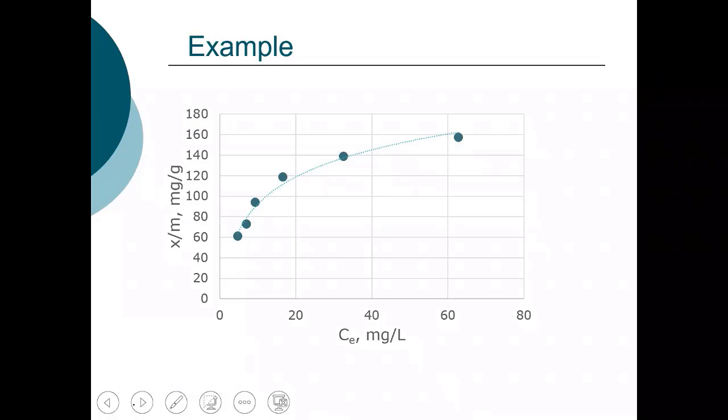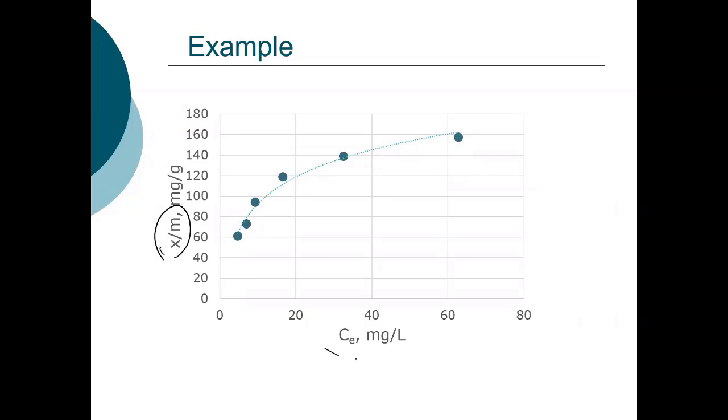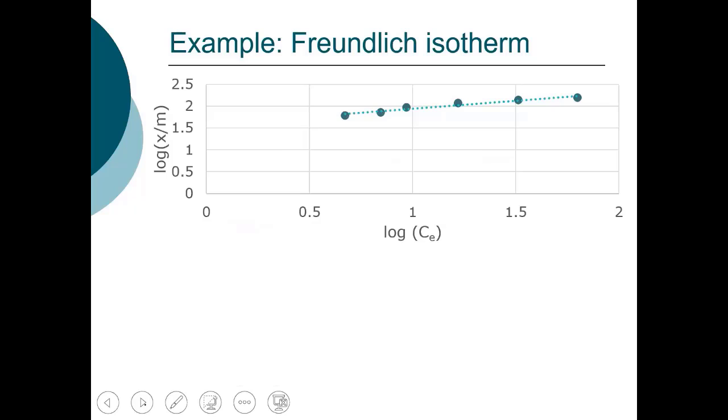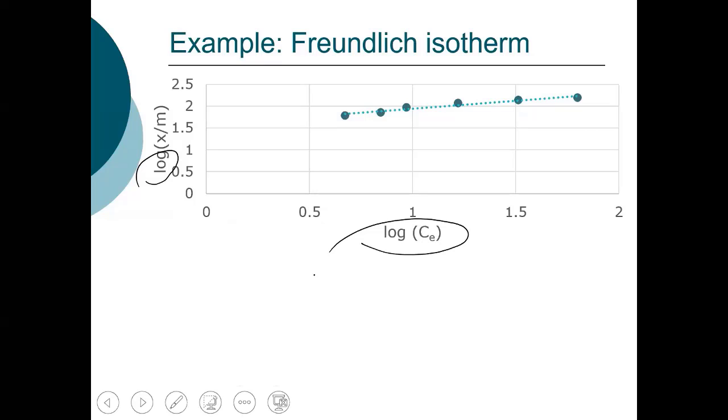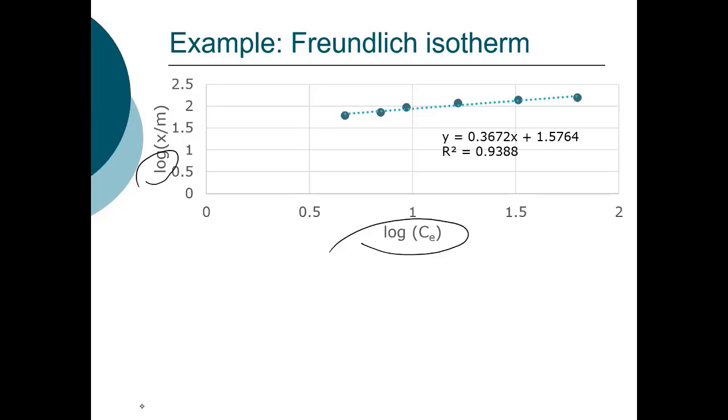So we can plot X over M versus C sub E. We have a nonlinear plot. We can then plot in this case, it's the natural log of X over M versus the natural log of the equilibrium concentration. Notice we have a straight line here. So we've linearized the data.